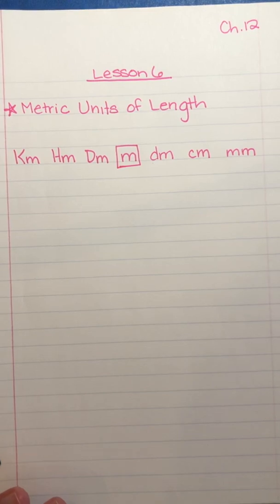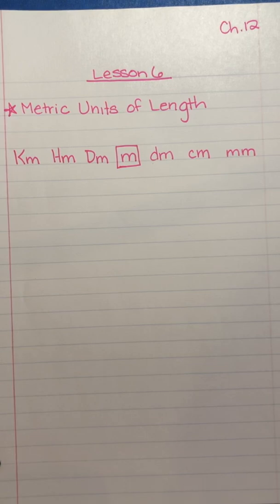Okay, and the way that this works, when we were doing customary measurement, we had all different types of numbers going from one measurement to the next. So for example, we said 12 inches equals 1 foot. We have 3 feet equals 1 yard. Okay, but when it comes to the metric system, it's a little bit easier because everything is what we call a power of 10. It changes by a power of 10.